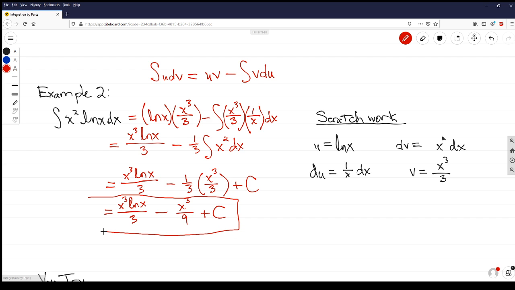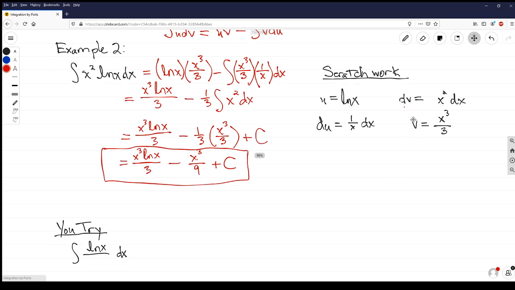Now, in this case, we chose our u and our v because we looked at the natural log of x and said, I can't integrate that. So I put it as a u, so I would have to differentiate it. With the dv, I knew how to integrate x squared dx. So that is how I chose what's u and what's dv in that situation.